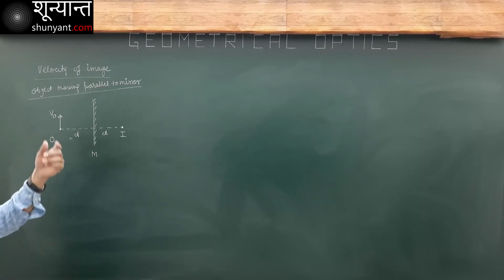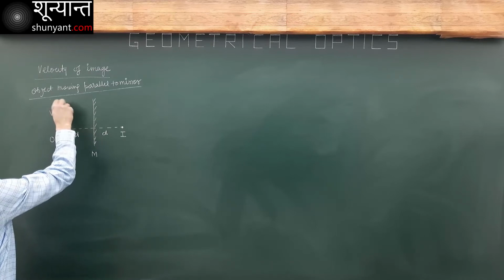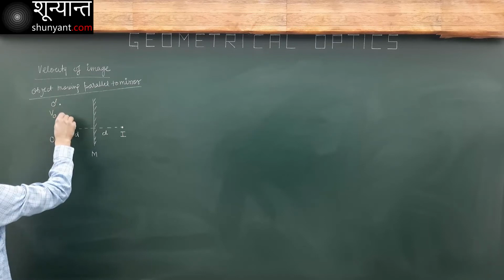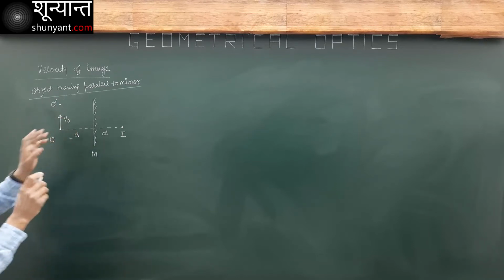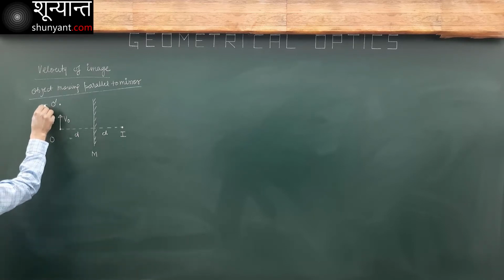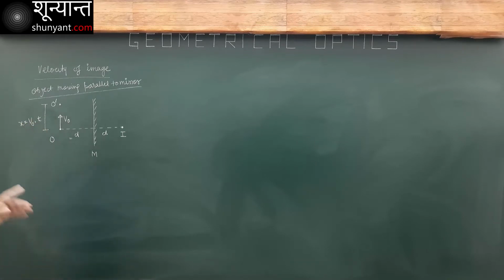So in some time it will travel some distance. Its position is going to change. Let's say that it reaches this point O dash. Its velocity is VO. In some time it reaches this point. Now what is this distance? This distance will be equal to VO times t. This is x, VO times t.